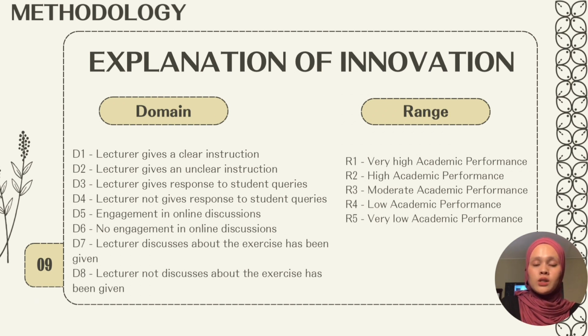So in this project, we have 2 cases for hidden pattern, which is case 1 when we use the first domain, D1, which is lecturer gives a clear instruction. Meanwhile, case 2, lecturer gives an unclear instruction. But we only show case 1 since it uses the same process. The results will be compared to see the difference between case 1 and case 2.